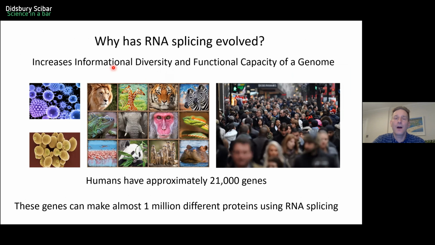So splicing has evolved. Splicing occurs in everything from viruses up to humans. And splicing has evolved to increase the informational diversity and functional capacity of genomes. So for example, in humans, we have approximately 21,000 genes. And these genes can make almost 1 million different proteins by using RNA splicing. So this number of genes is actually very similar to other very simple organisms.